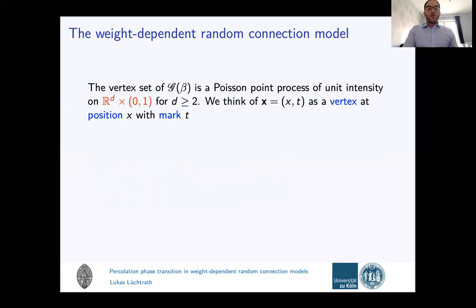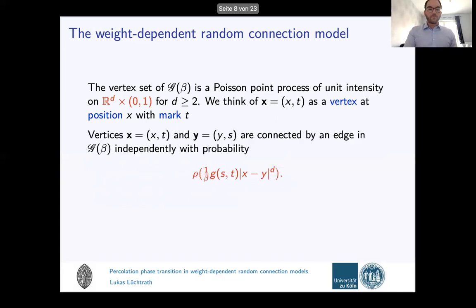So our graph G beta lives on a Poisson point process of unit intensity on R^d times (0,1). We focus on d larger than 2 here. The one-dimensional case is actually covered by Peter Gratzer in another video. And you can also think of vertices x that are embedded in R^d, and each vertex is given an independent and uniformly distributed mark.